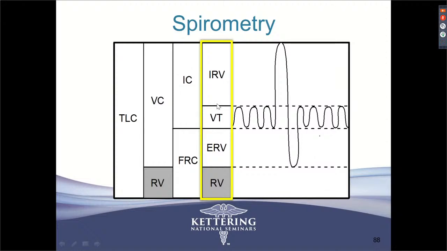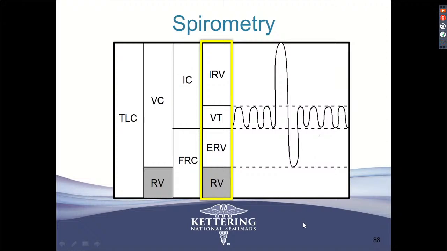And that's why this illustration is so helpful, because you can see here the two volumes that make up inspiratory capacity are the IRV and the tidal volume. And then the ERV and the residual volume make up the functional residual capacity. And then the volumes that make up the vital capacity are, of course, the IRV, the tidal volume, and ERV. And then the volumes that make up the total lung capacity are IRV, tidal volume, ERV, and RV.